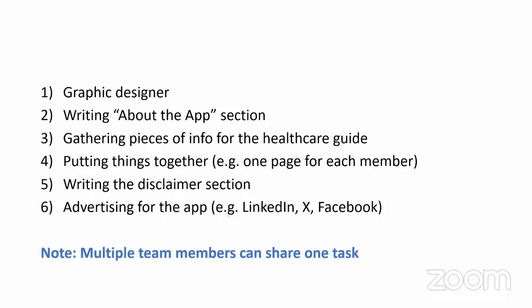And the second thing I need is someone to write something about the application just to describe our app. And this is a very important section actually, because it should contain very important keywords. So this will help users identify my application when they search in the Play Store. So it should contain keywords like heart failure, monitoring, medication adherence, and so on.